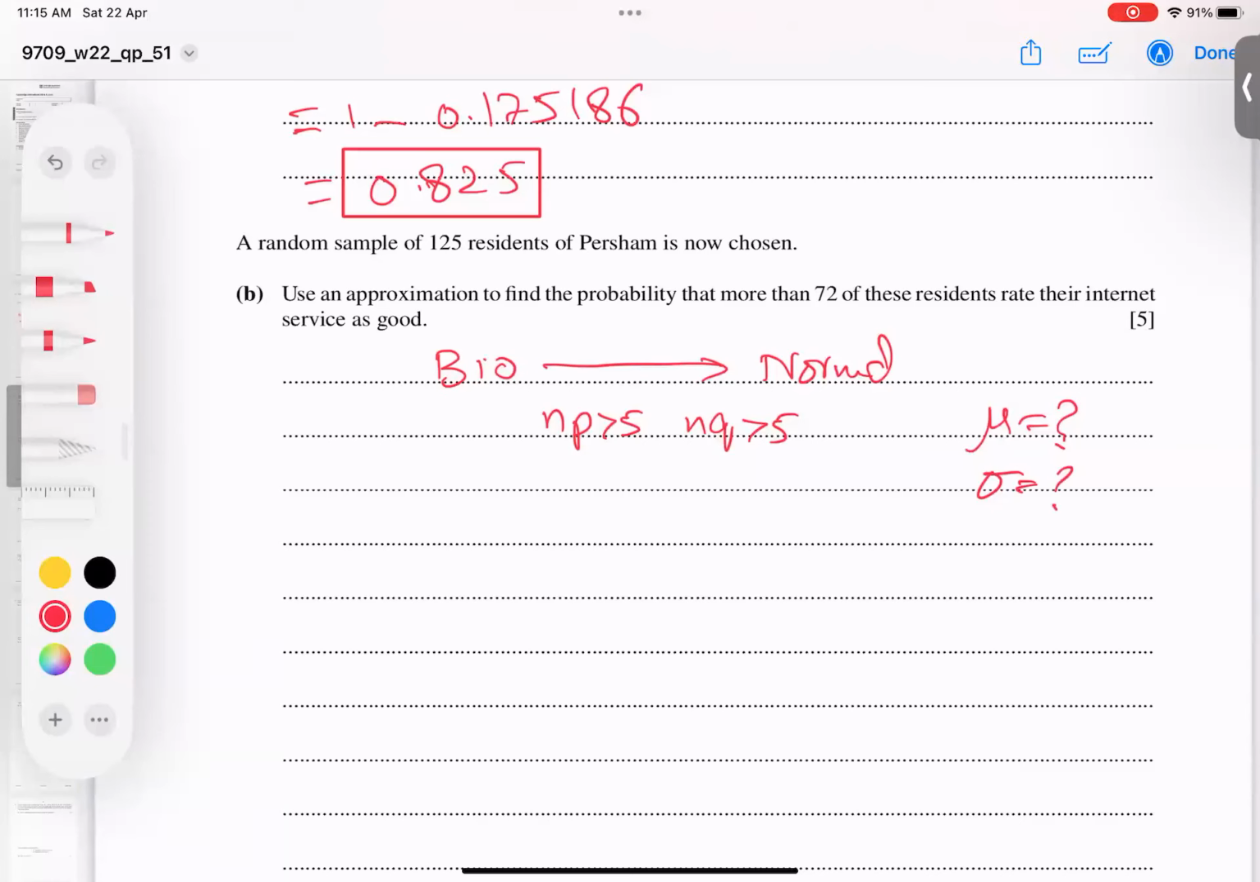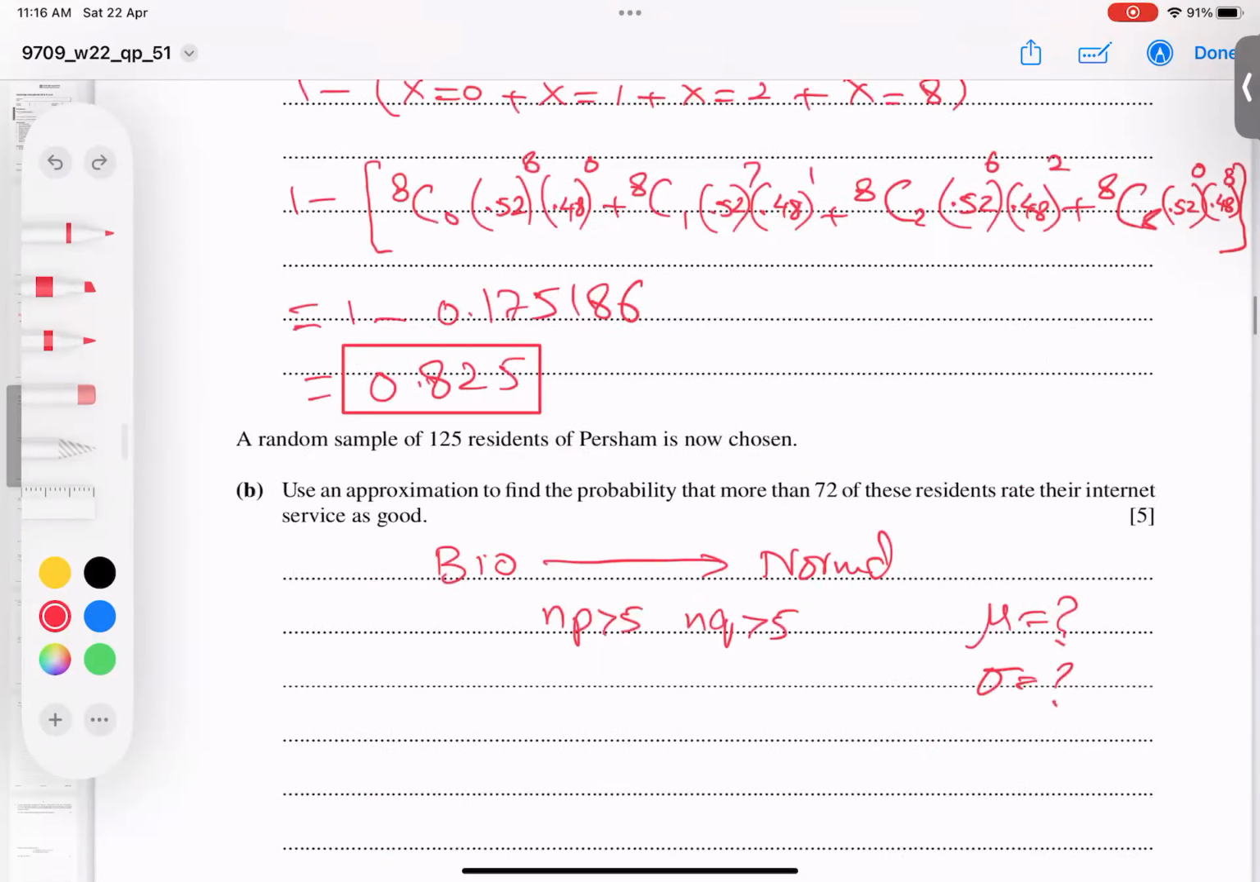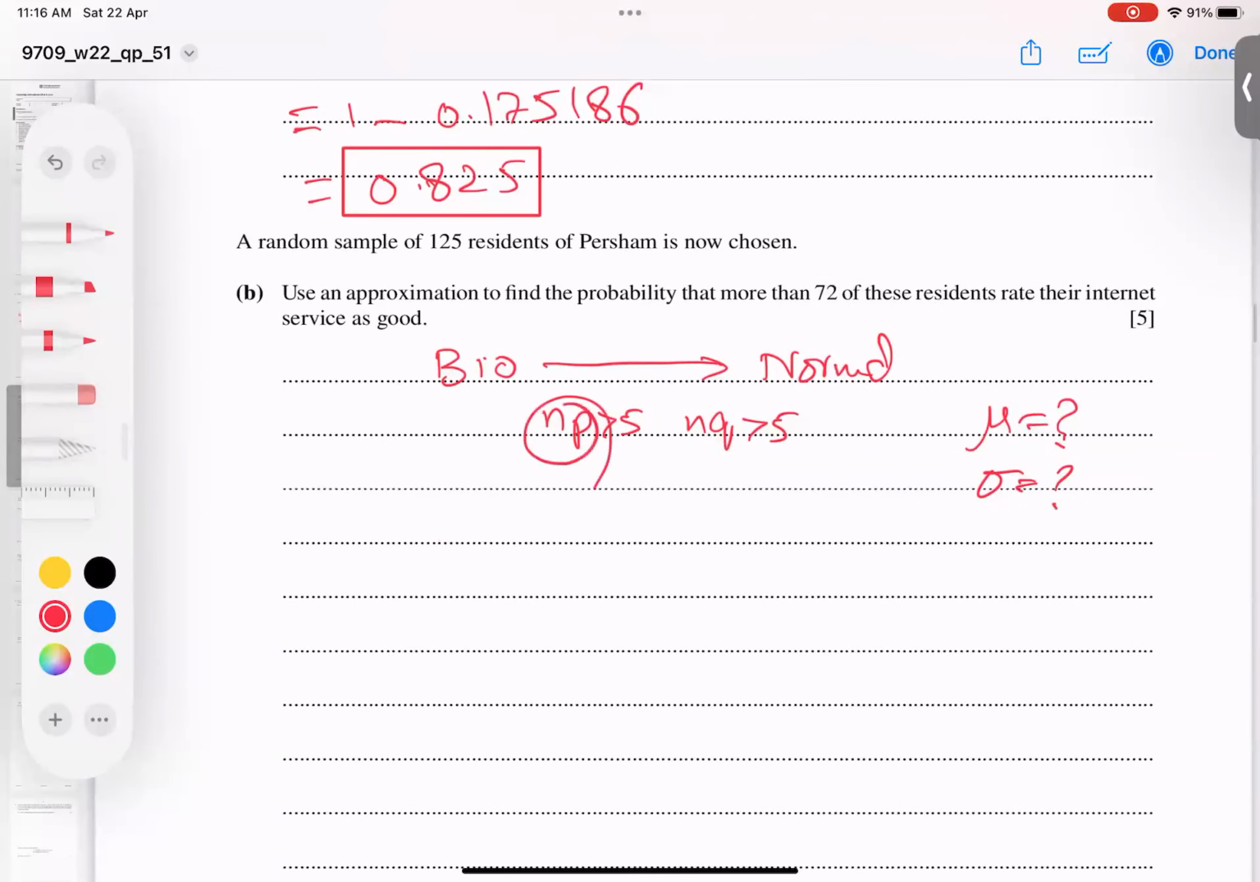First of all, what he's saying, more than 70. What is the situation here? We have internet. His service is good. I repeat again, the residents rated this internet as good. What is the probability of good? Probability of good is very clear, 0.52. So it means P is 0.52.